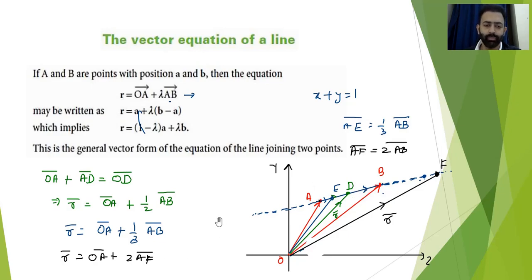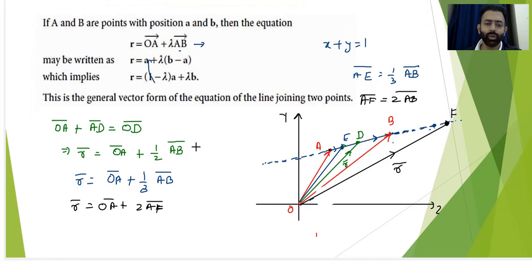Now if you look at this equation number 1, this is equation 2 and this is equation 3. If you look closely between equations 1, 2 and 3, what you will notice is that this vector R is the same, this OA vector is also the same in all three equations, though the points are different. And AB is also the same in all the three equations. Note that AF was twice of AB.